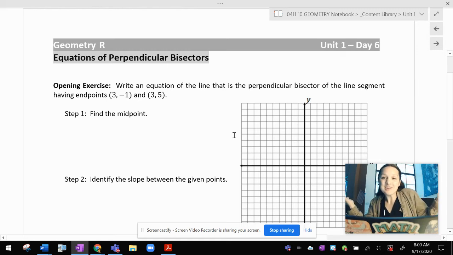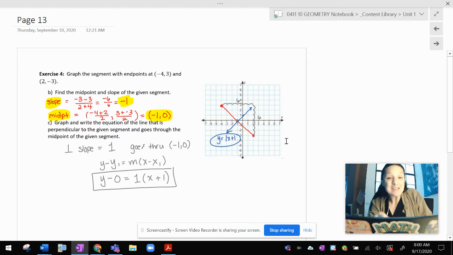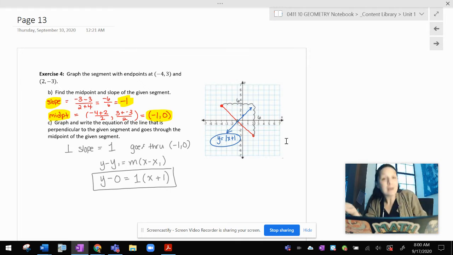Another geometry video. What we're going to do today is write the equations of perpendicular bisectors. In the last video, we did one of these already. This thing that we did, exercise 4, was a perpendicular bisector, because we created a line that was perpendicular to another line, and it went through the midpoint. The midpoint is the halfway point. To bisect something means to cut it in half.